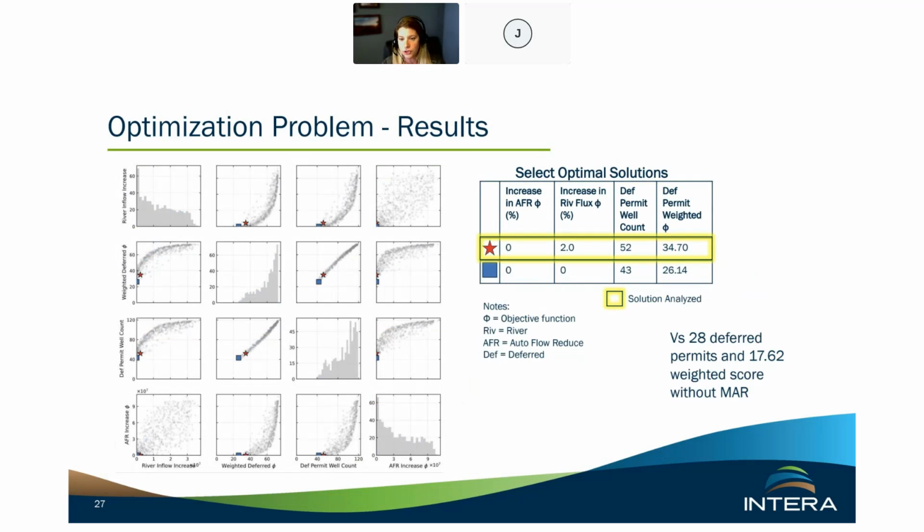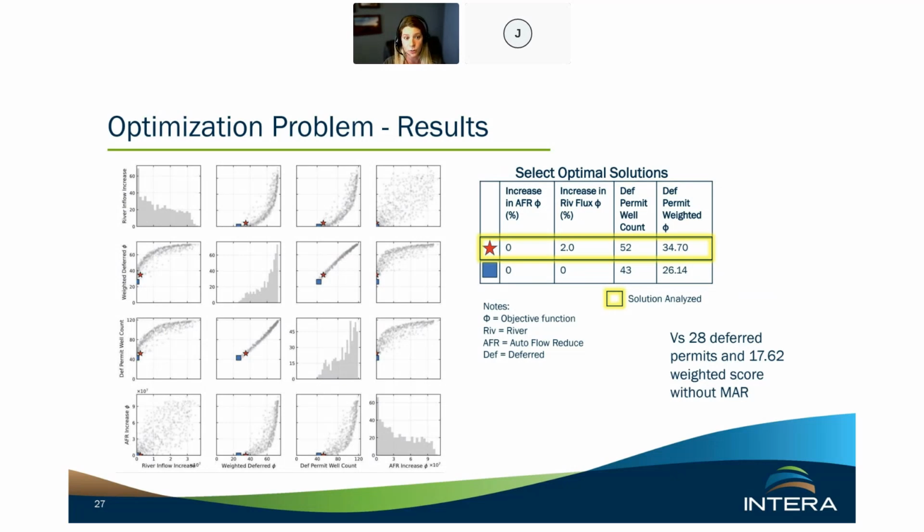So now we picked a few solutions to look at. So again, showing a star and a square, just 2 solutions that we were primarily looking at, again having no AFR triggering. But now in these solutions, we actually do have some that have no river flux increase as well. So our 2 minimum objectives, the objectives we're trying to minimize, were actually pushed to their absolute minimum. And we have deferred permit wells active. So actually in that blue square solution, we have no triggering of the AFR in the 20-year planning horizon, no increase in the river flux over that 20-year planning horizon. We have 43 active deferred permit pumping wells and a weighted score of 26.14.